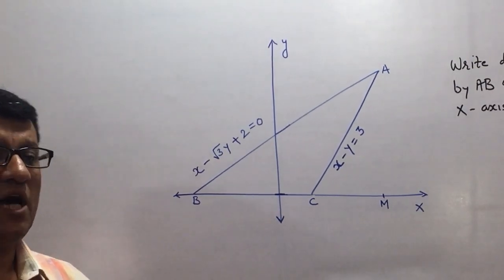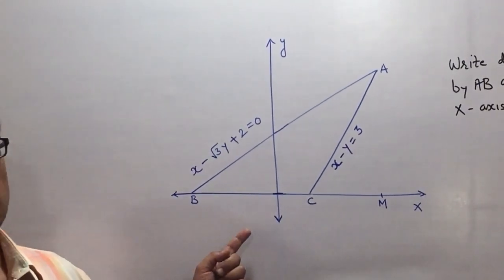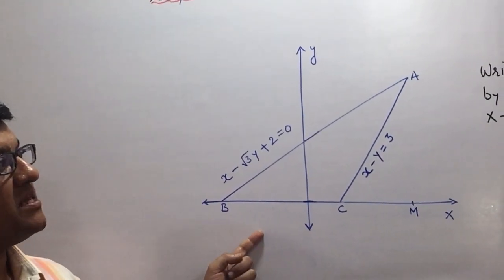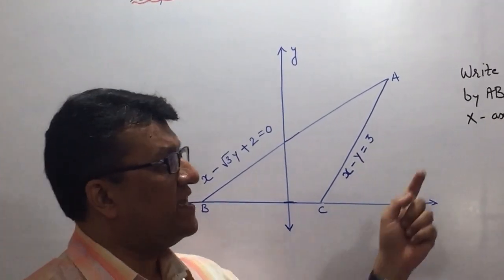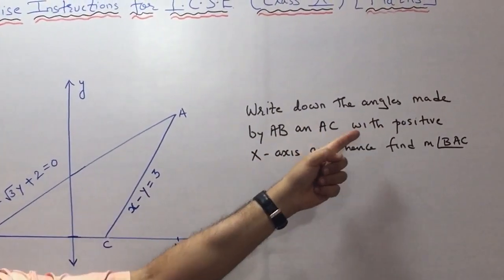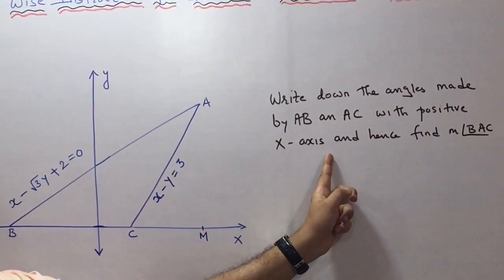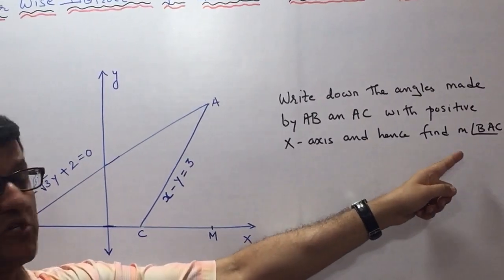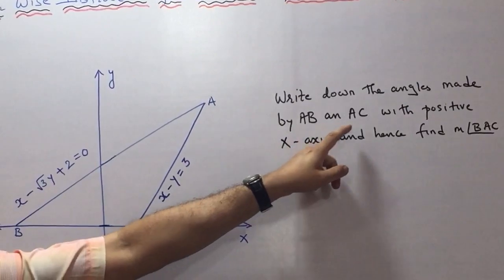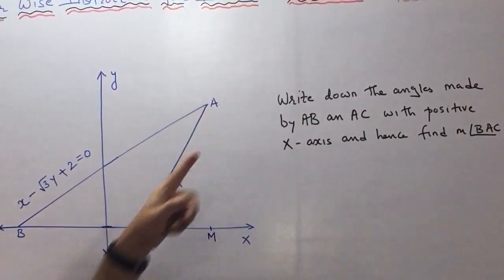So students, now we'll see one sum which is based on equation of line. We have been given this particular figure. Now what the question says: write down the angles made by AB and AC with positive x-axis and hence find measure angle BAC. Mind you, the angles formed by AB and AC with positive x-axis.